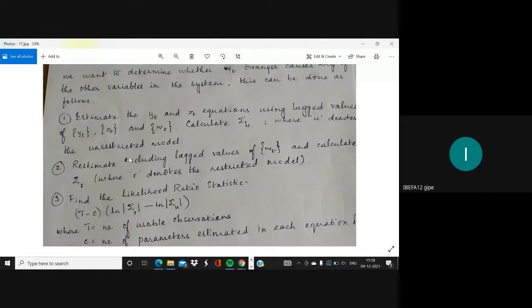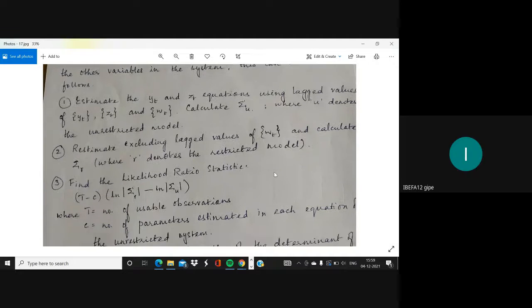Now re-estimate these two equations, excluding the lagged values of wt, and calculate sigma r, where sigma is the covariance matrix of the residuals, and r denotes the restricted model. The reason it's called a restricted model is that we have imposed the restriction that the coefficients associated with the lagged values of wt are equal to 0. That's why we are excluding these lagged values of wt from these two equations when we're estimating them.